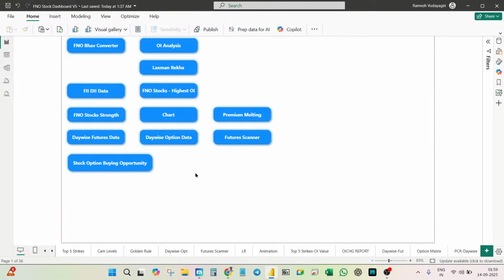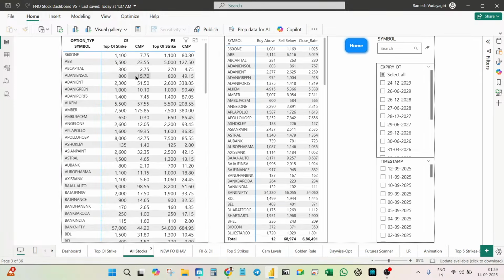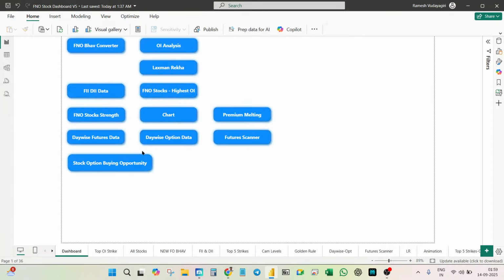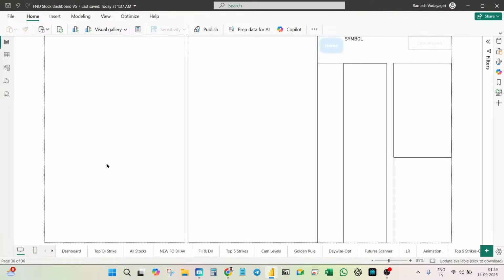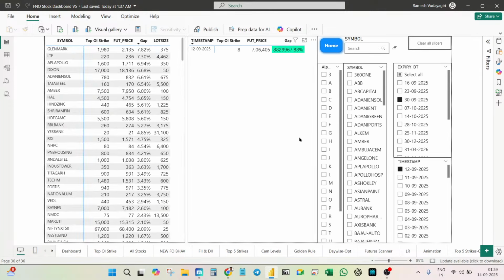Now if you come into this report here, I have given all stocks. This report tells you the highest open interest of call options and put options also. And one more report I recently developed, I will go straight to that report here: stock option buying opportunity.